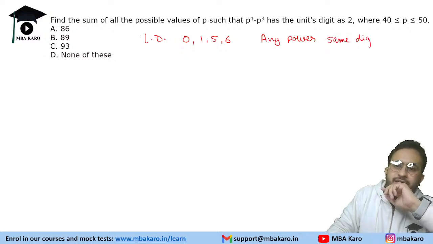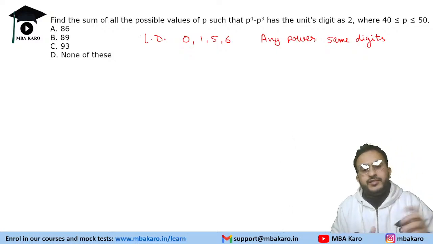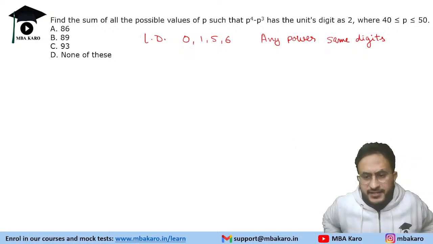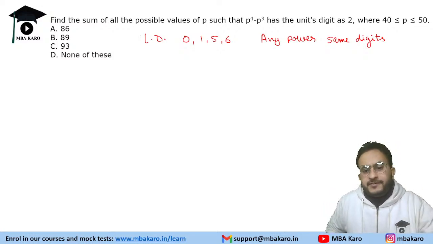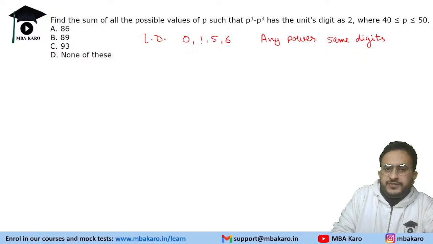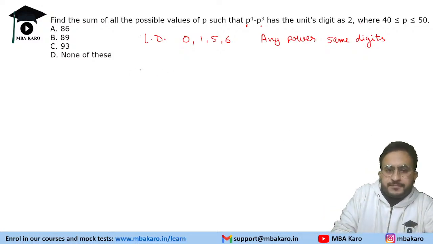So four digits are eliminated if you know this. Any number ending in 0 will always have a power that ends in 0, whichever power it is. Similarly, any number ending in 5 will give the same last digit. So these four are removed because they will give the same digit in this power and this power. Subtraction will not give the difference as 2. So we are left with the other digits, and that is 2, 3, 4, and then 7, 8, and 9.